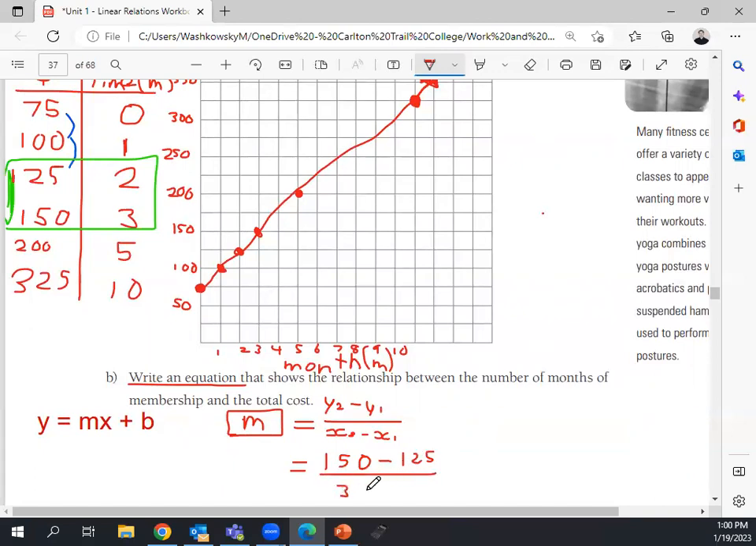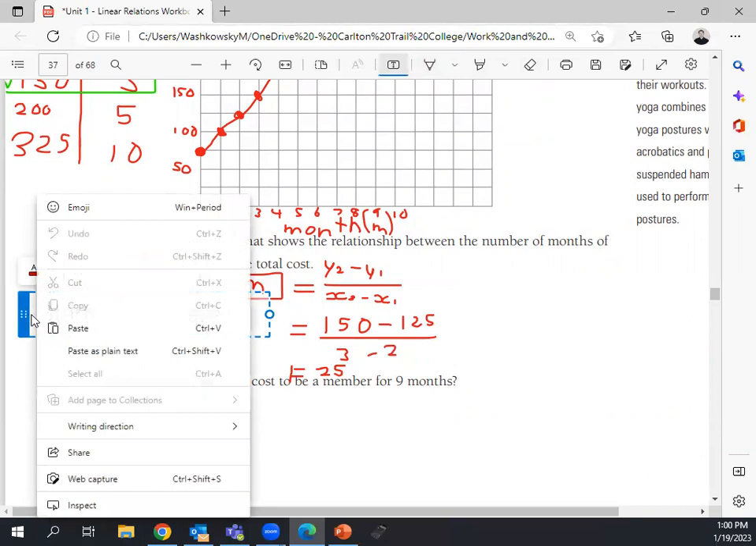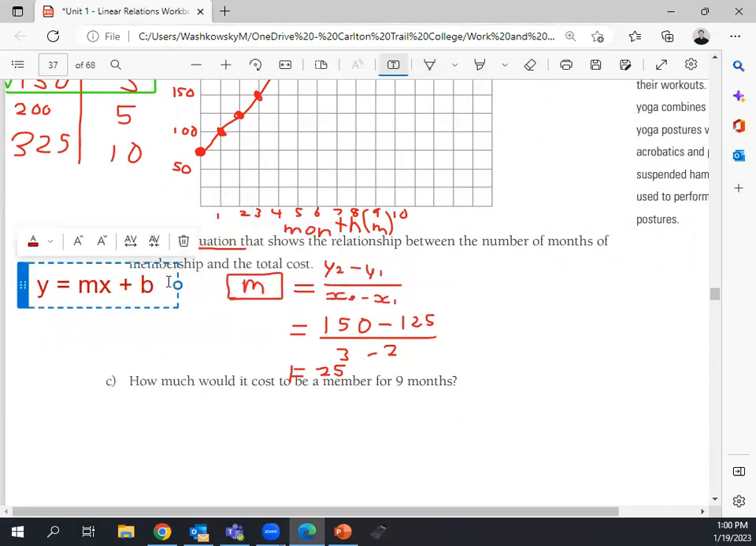Yeah, and then it should be 3 subtract 2. So when I input that information in and when I simplify this, I should get 25 over 1, or just 25 as my slope. So cool. I've figured out my slope now. So on my equation, I'm going to fill that in. So y equals mx. I know what m is now. It's 25. So now the only thing I need to figure out is my b, which is my y-intercept.